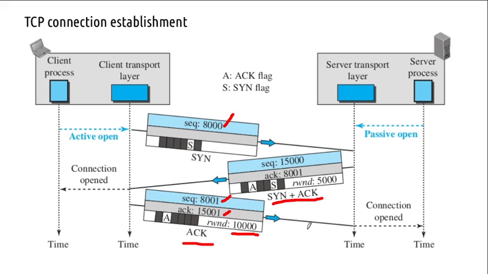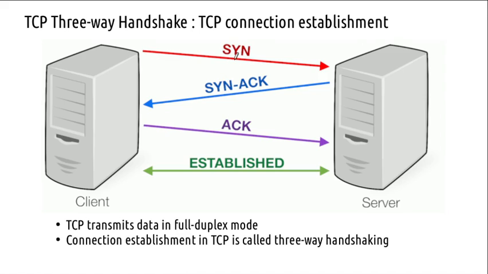Anyway, this reaches the server side, and the server side transport layer establishes a connection with its server side process. So now the connection establishment phase is over. This is the three-way handshake involved in TCP: SYN, SYN plus acknowledgement, and acknowledgement.